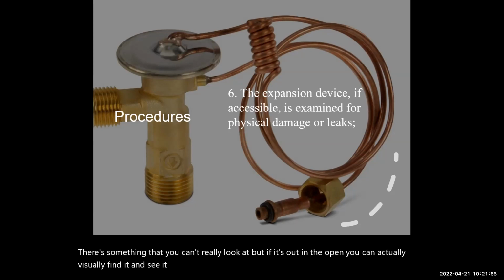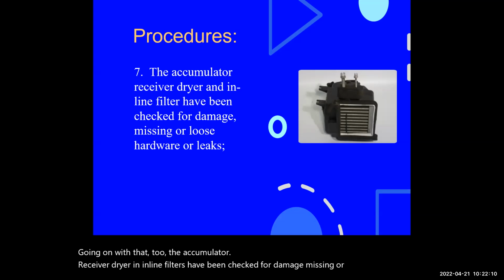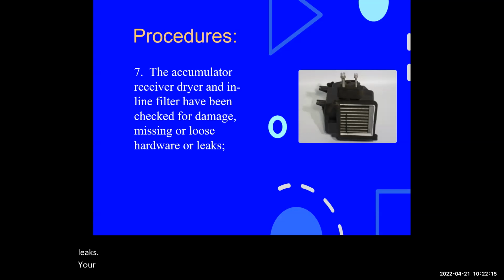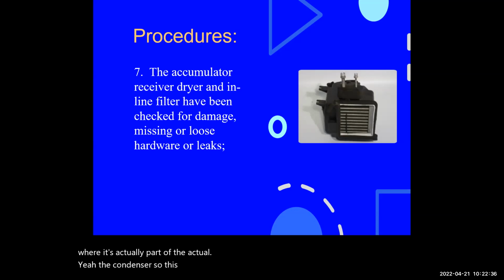Now you want to make sure you're looking for any kind of damage or any kind of leaks going on with that too. The accumulator, receiver dryer, and inline filters have been checked for damage, missing or loose hardware, or leaks. Your accumulators out there, your receiver dryer, you remember some of the receiver dryers, they're not physically a separate unit. There's actually a kind of a hybrid unit where it's actually part of the actual condenser. So this is something you want to look at also.